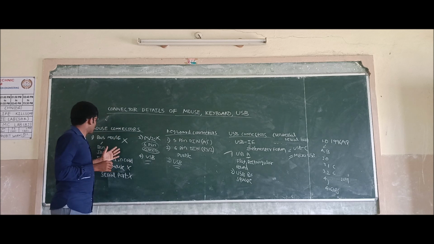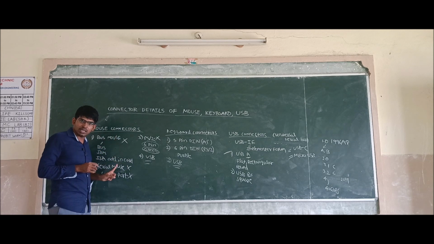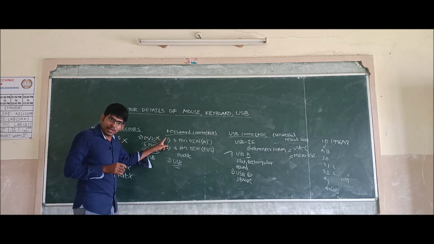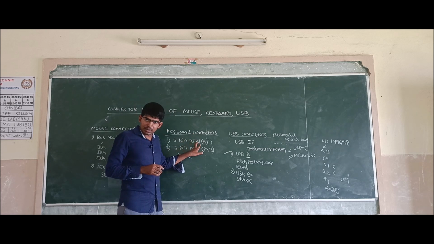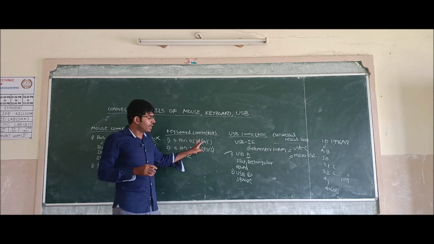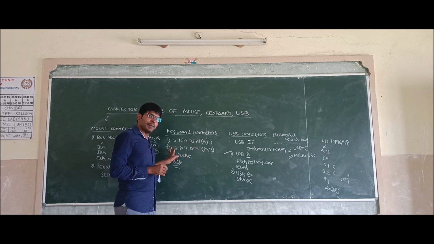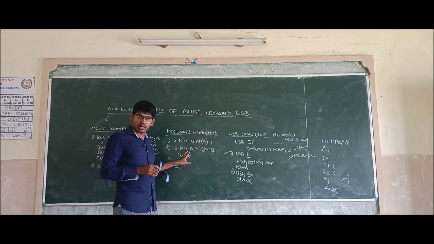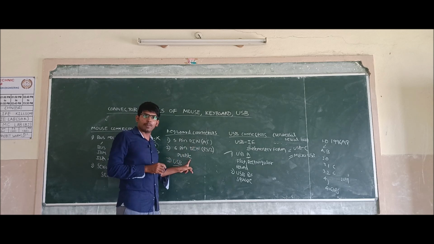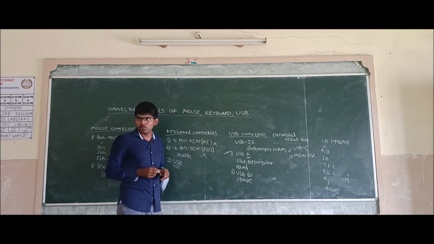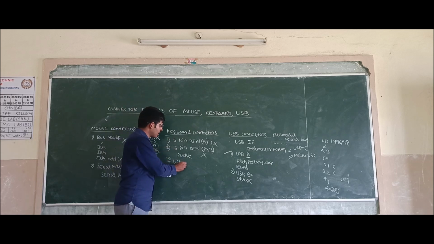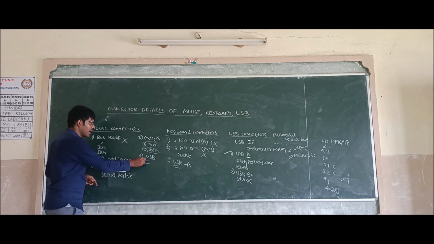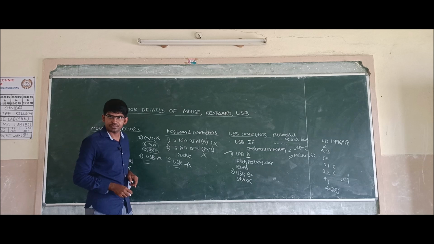What are the different types of mouse connectors? First is the bus mouse. Next is the serial mouse, which was replaced by the PS2 mouse. Next, the USB mouse. Keyboard connectors: the 5-pin DIN connector, or you can write 5-pin AT connector. Next is the 6-pin DIN or PS2 connector. One PS2 connector is indicated with green and the other with purple. Nowadays we are not using these two. Nowadays we use the USB connector, and here also we use the USB type A connector.